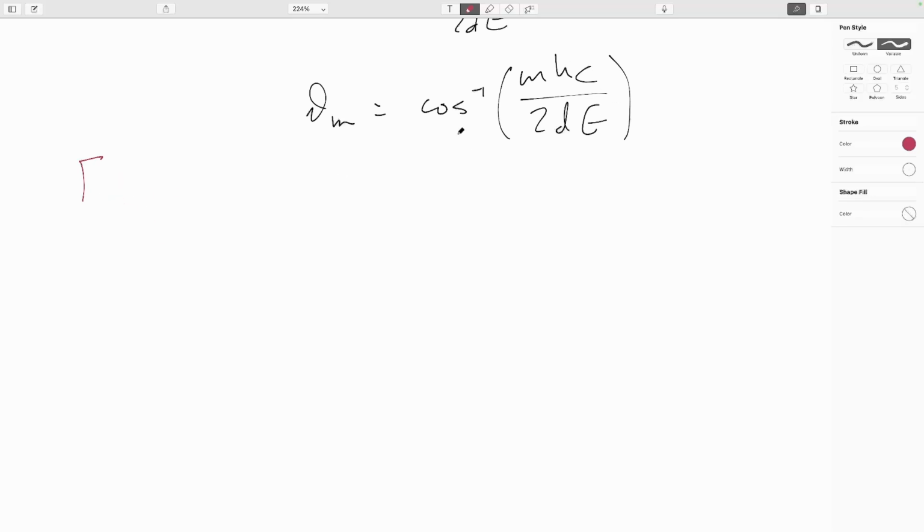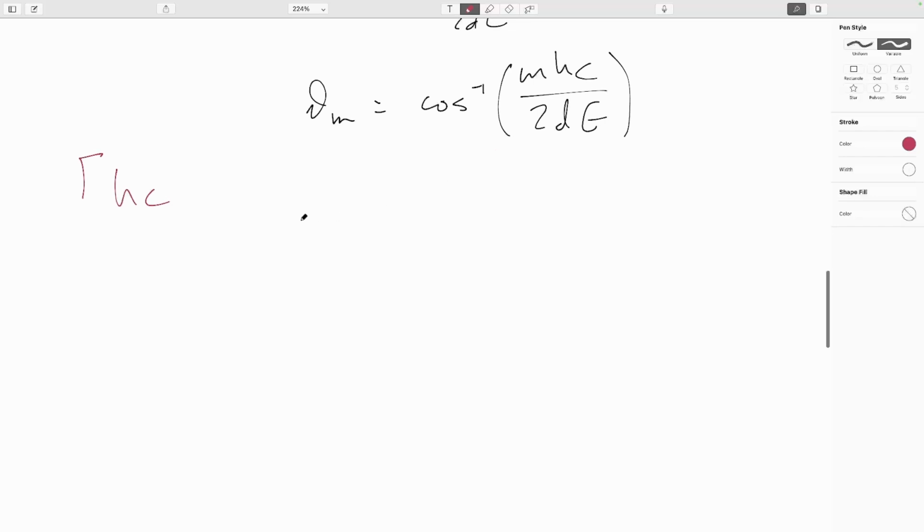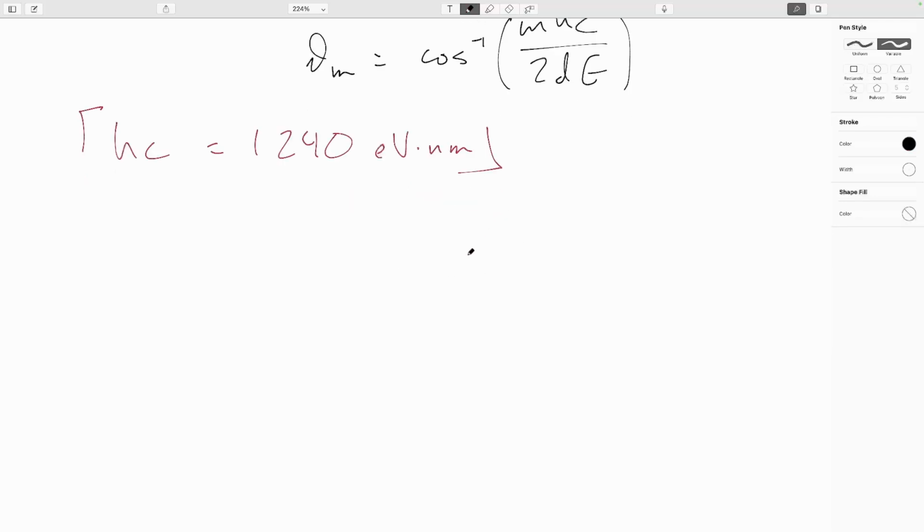this quantity h times c shows up all the time, and you're very often working in units of eV for energy and nanometers for wavelength, or interatomic spacings, it's actually really handy to remember that h times c is equal to 1,240 eV nanometers. With that, we can go ahead and substitute in for m equals 1 and m equals 2.